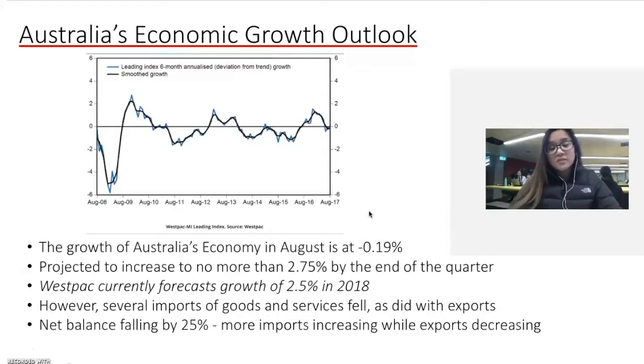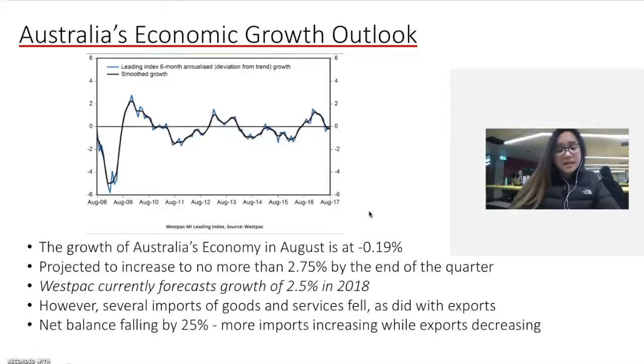Now, when we're looking at Australia's economic growth outlook graph, the August growth of the Australian economy is at negative 0.19%, but it is projected to increase to no more than 2.75% by the end of the quarter, according to Bill Evans, the chief economist of Westpac. He also stated that Westpac is currently forecasting growth of 2.5% in 2018 within the Westpac MI leading index. However, the ABS shows that the import of goods and services have ultimately fallen by 1%, consumption goods fell by 2%, and non-monetary gold fell by 17%.